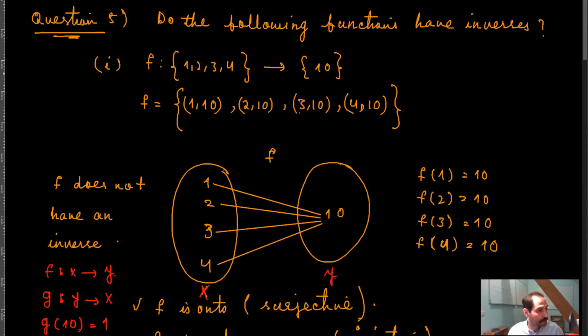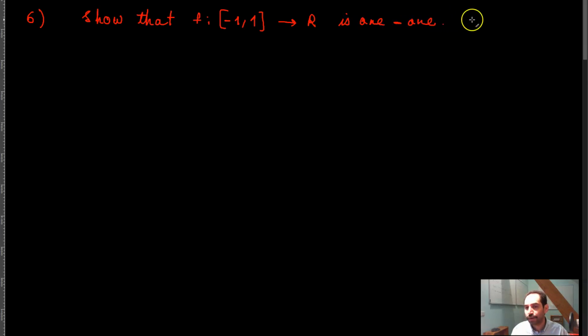Number 6 is 202. Show that f, a function from the interval -1 to 1 to R, is 1-1, which is given by f of x is equal to x over x plus 2.